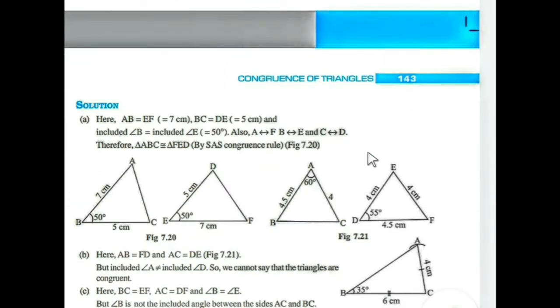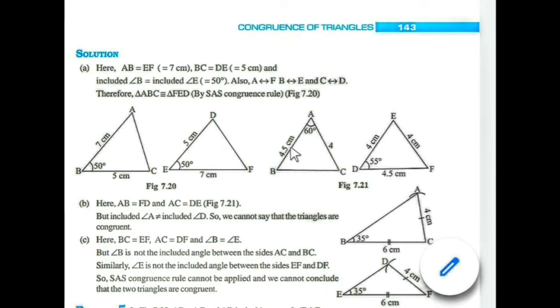So let us see here. Here this angle 60 is here and angle 55 degrees is here. Okay. So second, here AB is equal to FD, AC equal to DE, but included angle A is not equal to included angle D. So we cannot say that the triangles are congruent.